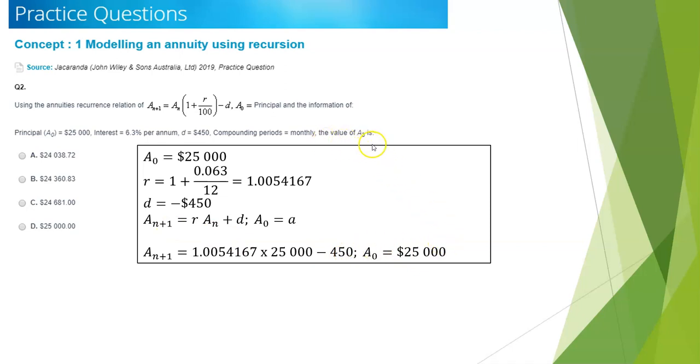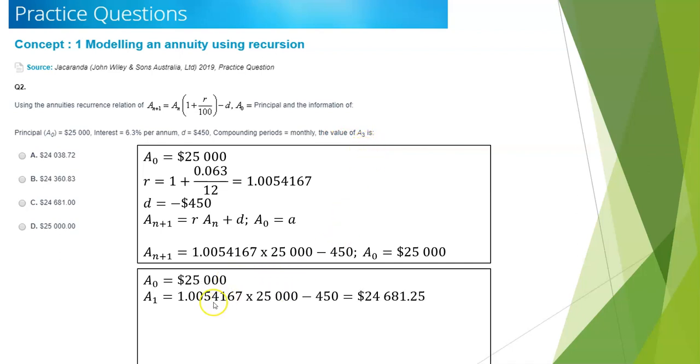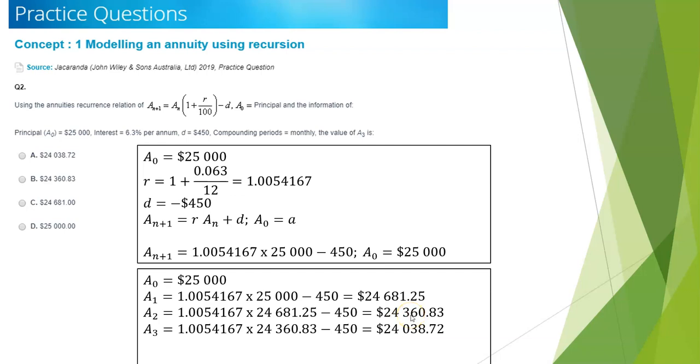So I have to work out the value of A3. So A0, A1, A2, A3. And remember, to do this on your calculator, you press 25,000, press enter, and then times 1.005467, take 450, and you press enter 3 times, and you'll get your answer. So our answer here is A.